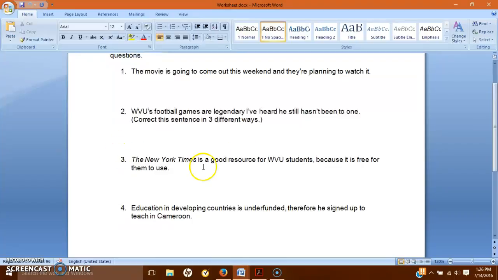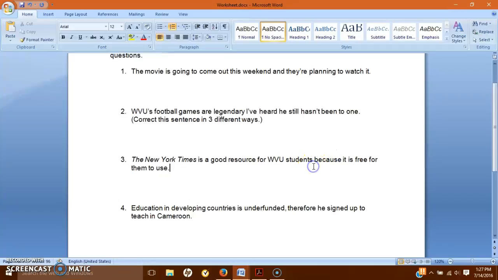So the first thing is, how many independent clauses do you have in this sentence? The New York Times, so we have subject, is, verb, a good resource for WVU students. So this is all correct. This is an independent clause because it is free for them to use. So because, I think, is this a coordinating conjunction, one of the 7, FANBOYS? The B in FANBOYS stands for but, not because. So this is not a coordinating conjunction. So we do not need a comma here.